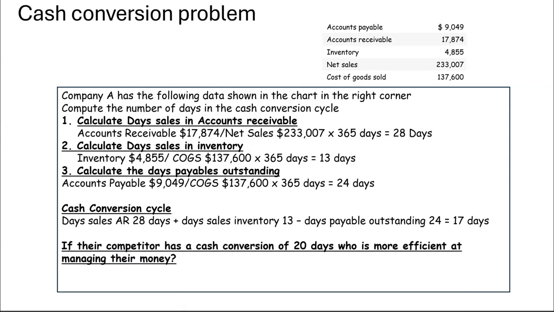So if their competitor has a cash conversion of 20 days, who is more efficient in managing their money? Company A is, because their cash-to-cash cycle is less. Ours is only 17 days. And that ends Chapter 9.